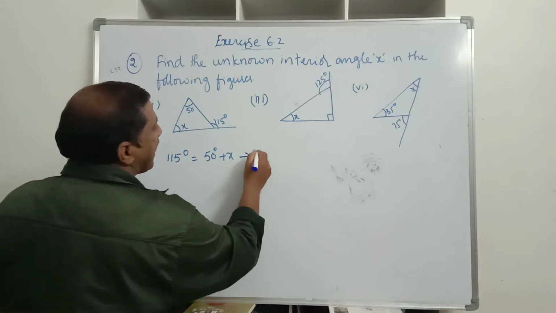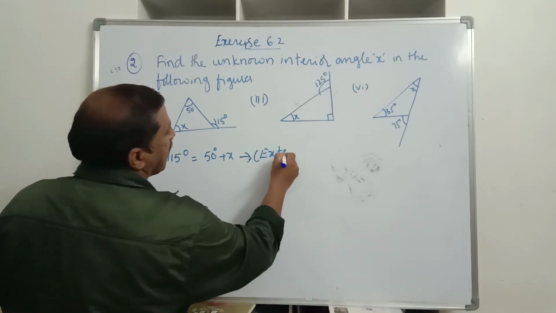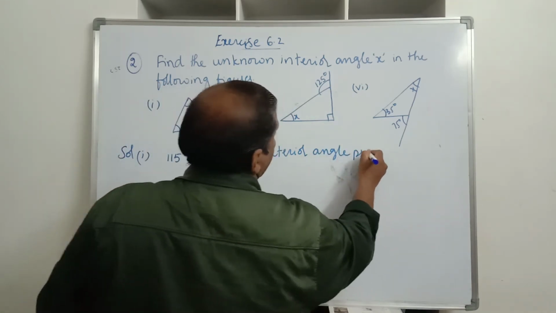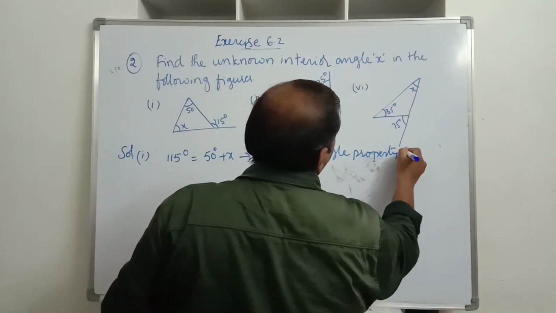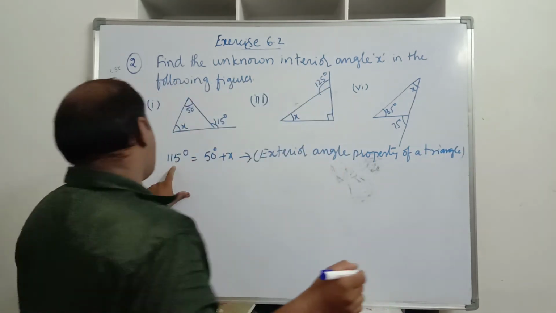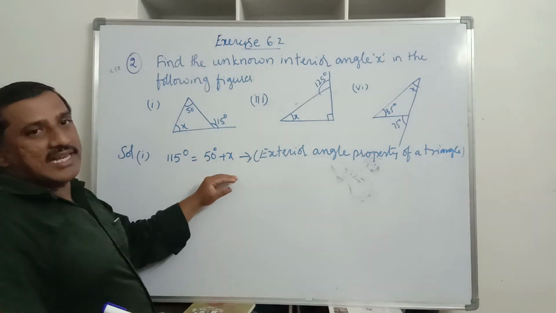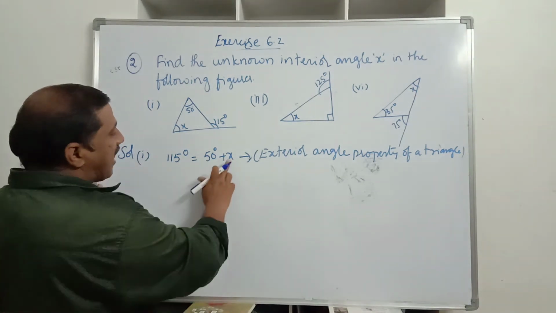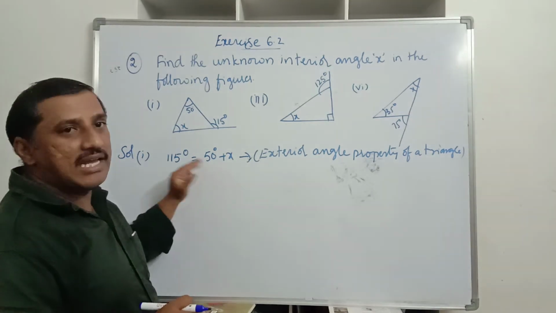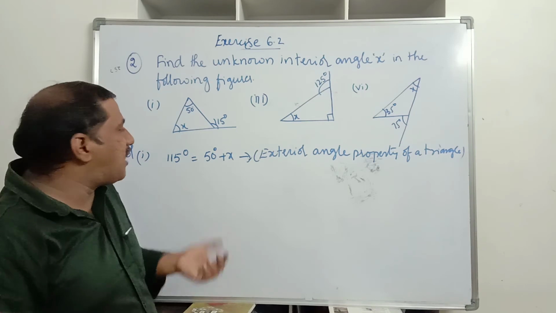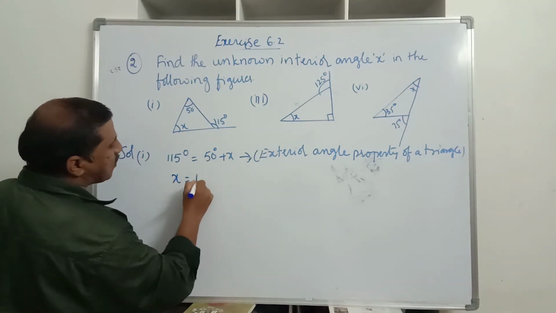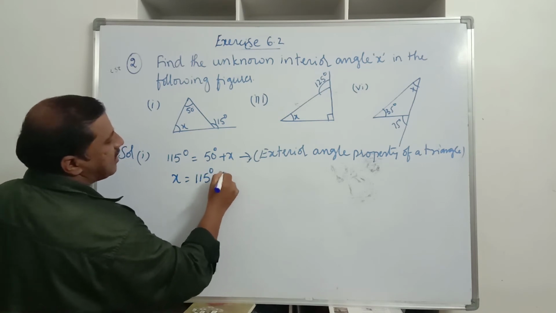By using the exterior angle property of a triangle, that is, the exterior angle of a triangle is equal to the sum of its two interior opposite angles. So now to find x, we will transpose 50 to the left hand side. Plus 50 will become minus 50, or simply to find x, subtract 50 from 115. That is, x is equal to 115 degrees minus 50 degrees.